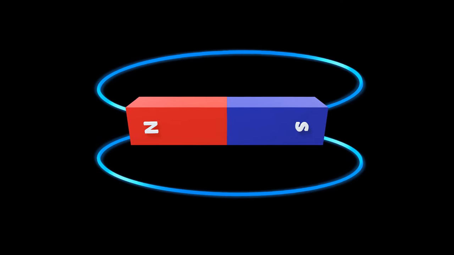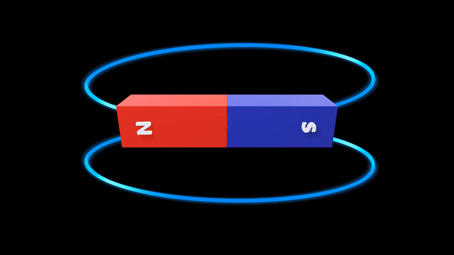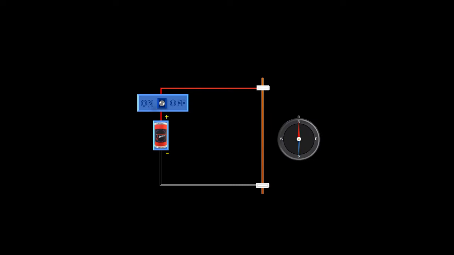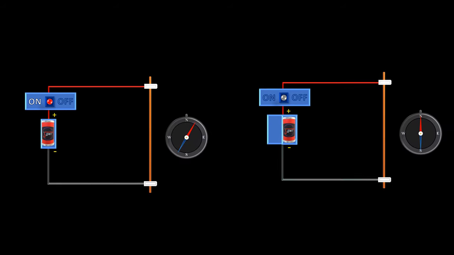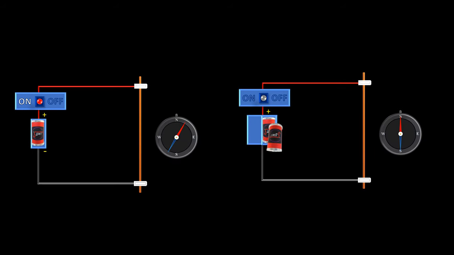For magnets, the larger the magnet, the more the strength of the magnetic field. Let us see if it is true for a current-carrying conductor as well. Let us turn on the switch and see the deflection with a single battery. Now let us increase the current in the conductor by using two batteries and see what happens.